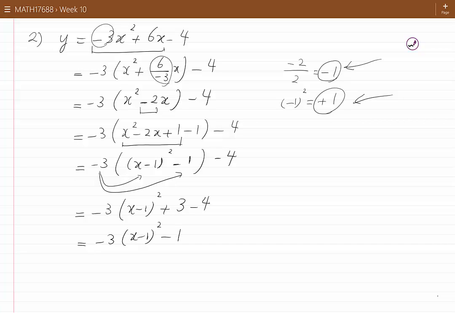To find the coordinates of the vertex, look for the number which will make the square equal to 0. That is x equal 1.